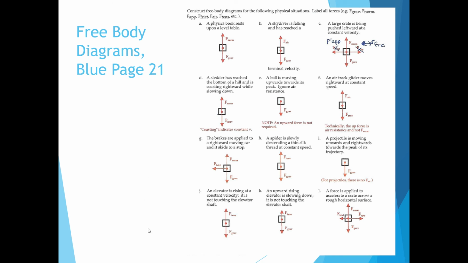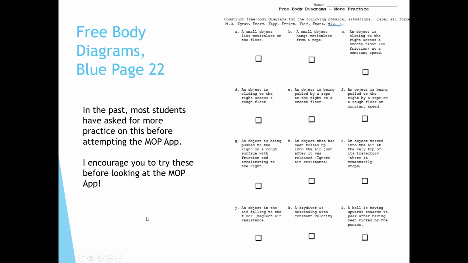So now after doing the 12 of these, sometimes students are ready to go ahead and move on to the MOP app, which goes over this. Sometimes students are saying, oh, I really need some more practice. So I have provided a second practice sheet for you. It's in your packet. It is page 22. It's going to be very similar. But I do encourage you to take a look at this, and I will have the answer key posted on Google Classroom. So once you're done with this, you can just go ahead and take a look at Google Classroom.